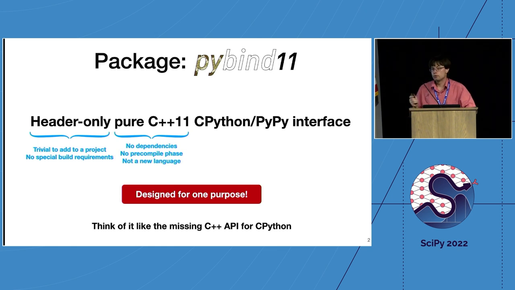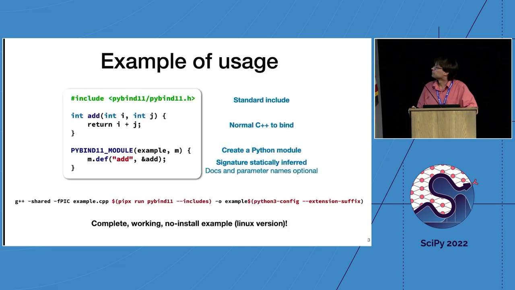And it's really designed for one very specific purpose, and that is to bind existing C++ and Python. And it works both directions, but it's primarily for the direction of creating extension modules. So you can kind of think of it like a C++ API for Python.